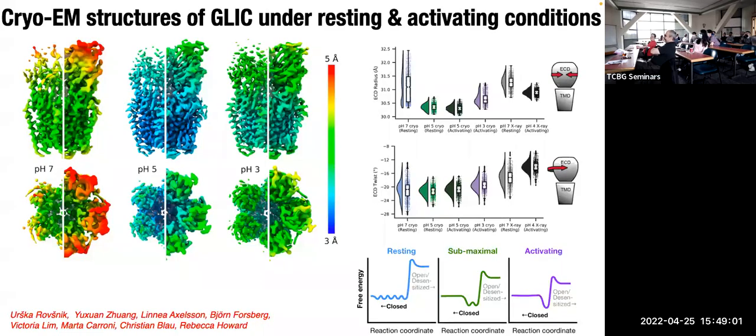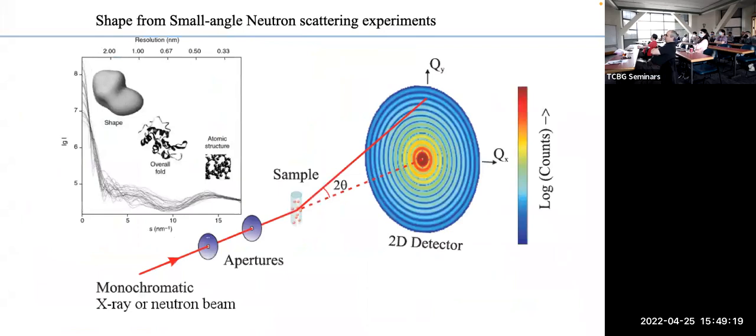But as happy as we were with these cryo-EM structures, we somehow wanted to probe whether this actually corresponds to what we would have in real life, in some sort of more natural environment. I can't do anything with NMR. The idea would be to use small angle neutron scattering.